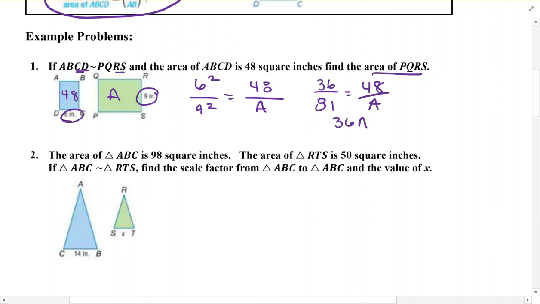Cross multiply. 48 times 81. And then I would divide both sides by 36. So the missing area is 108 inches squared.